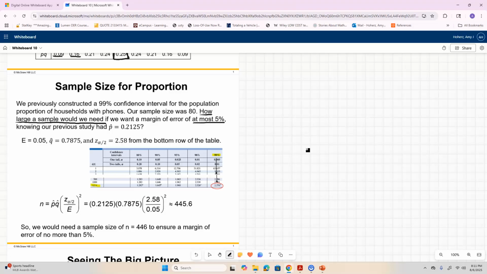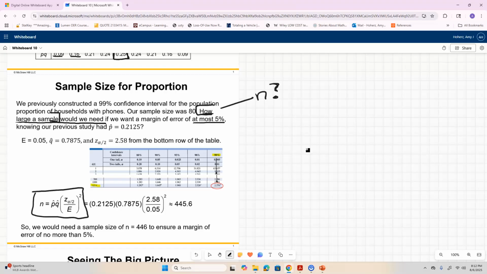So let's fill in what we know. First of all, you have to really watch for this question. It's not saying construct a confidence interval. It's asking how large a sample. It's asking what is n? How large of a sample do we need? So that's this formula, not the one for confidence interval. We're going to be using this formula.